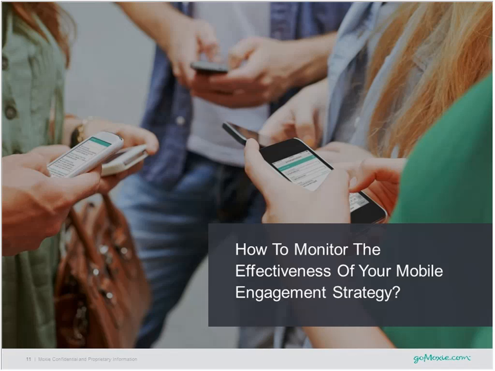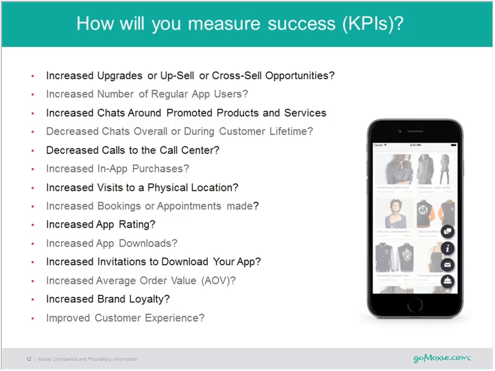So let's say that you do take the mobile SDK products and you go for it. So how would you monitor the effectiveness of your mobile engagement strategy? So this question basically starts with an answer, or another question, which is, how will you measure success? So what are your KPIs? Is it about increasing things or decreasing things?